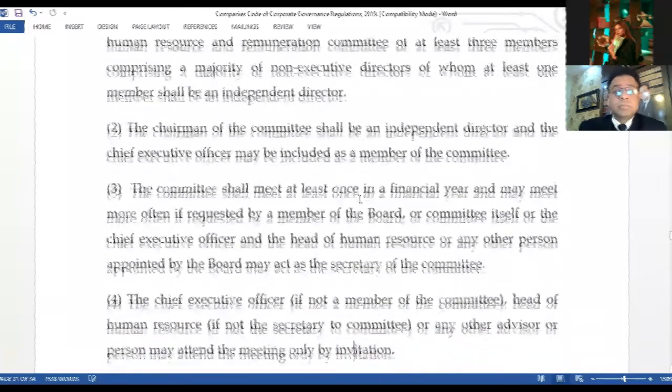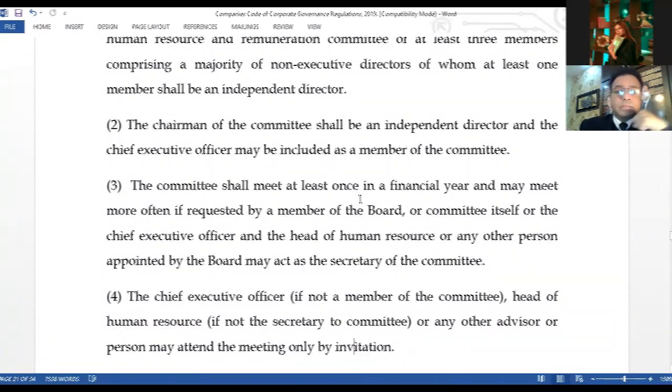The committee shall meet at least once in a financial year and may meet more often if requested by a member of the board or committee itself, or the chief executive officer. The head of human resource or any other person appointed by the board may act as secretary of the committee.